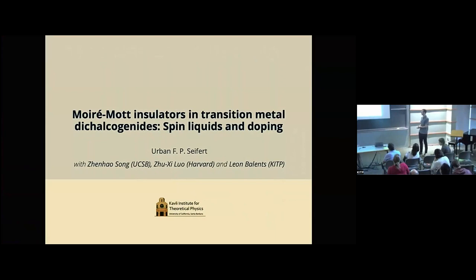So I'm going to talk about two kind of related projects on spin liquids and doping some of these Moiré-Mott insulators. This is mostly joint work with Zhenhao Song, who's a graduate student at UCSB, Sushi Luo, who's in the audience, as well as Leon.